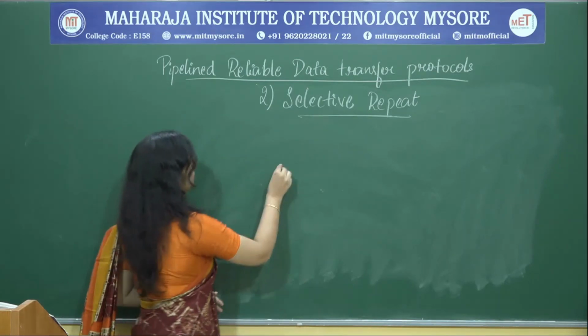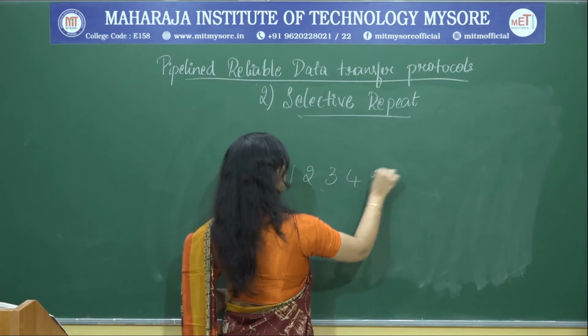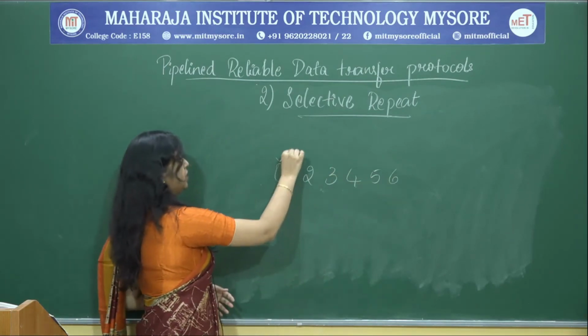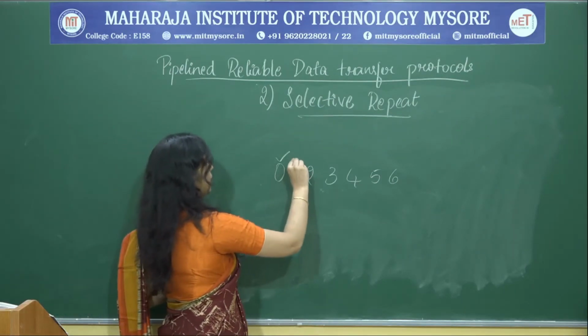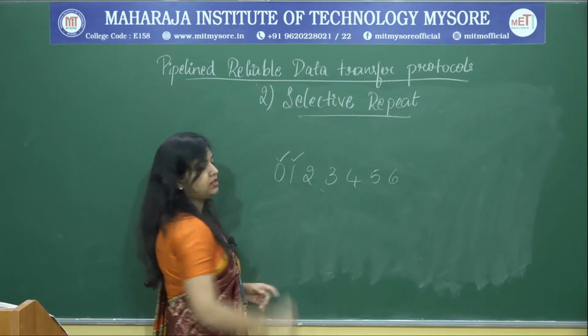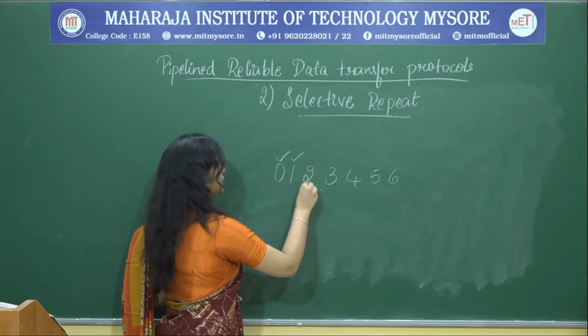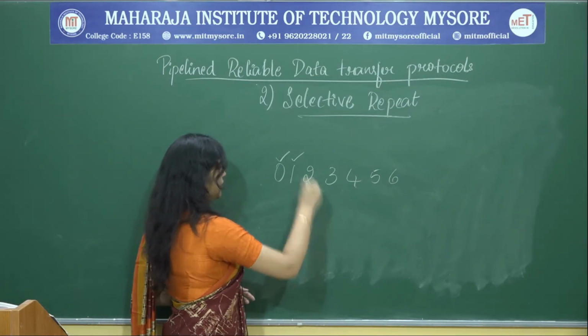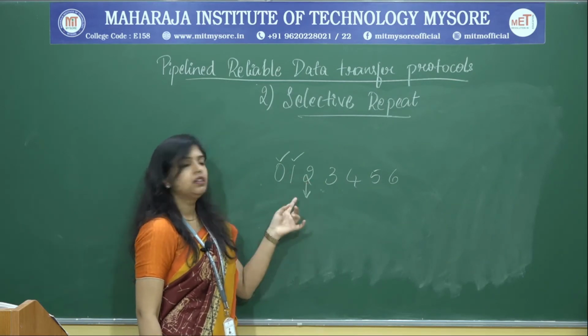That means, let us suppose packet 0 is sent and its acknowledgement is correctly received, and packet 1 is sent and its acknowledgement is received. If packet 2 is lost, what we will do is just select this packet, and we will retransmit only this packet.